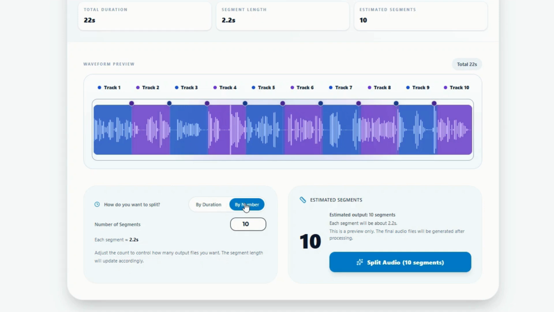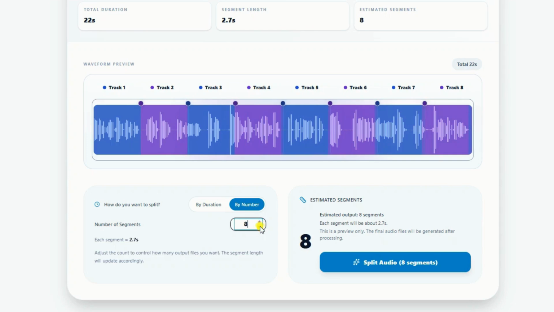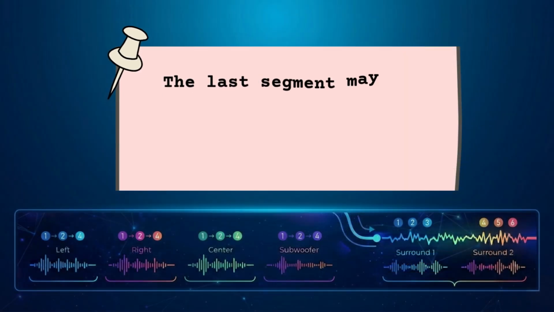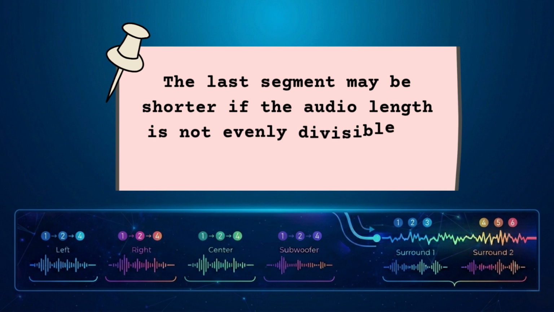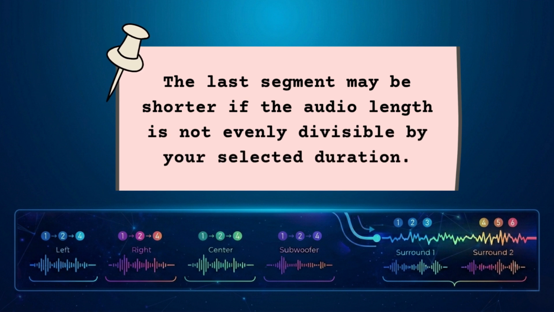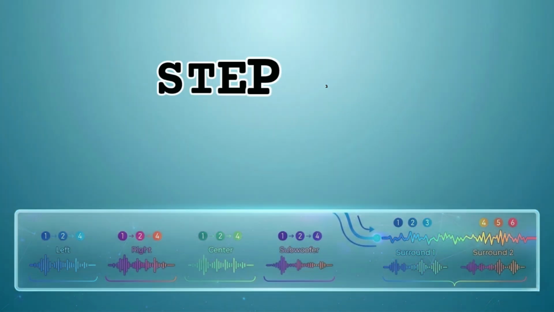Alternatively, you can split by number, which lets you choose how many segments you'd like to create from 1 to 10. Note: last segment may be shorter if the audio length is not evenly divisible by your selected duration.